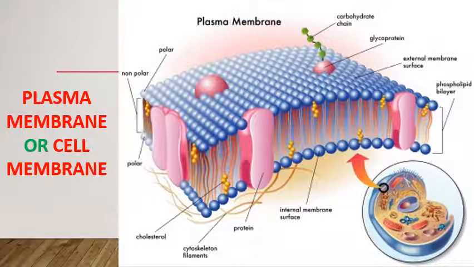Plasma membrane, or cell membrane. This is the outermost covering of the cell that separates the contents of the cell from its external environment. The plasma membrane permits the entry and exit of some materials in and out of the cell. It also prevents the movement of some other materials. The cell membrane is therefore called a selectively permeable membrane.